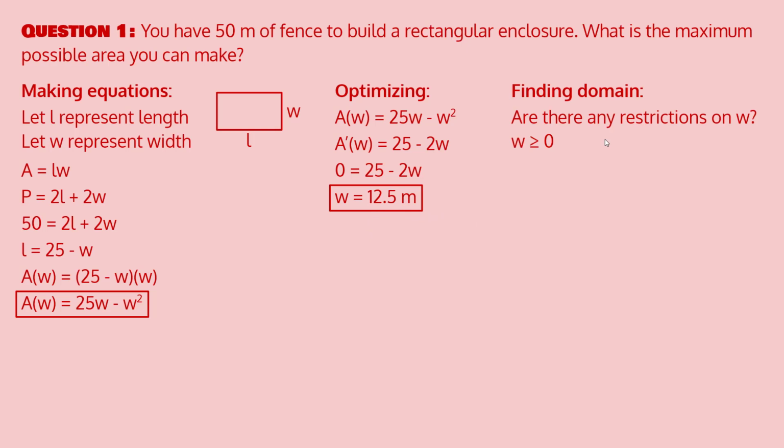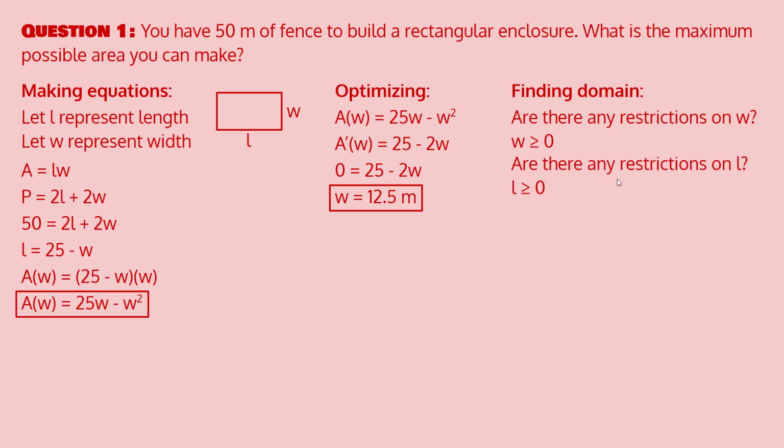The next thing I want to do is find the domain. First of all, are there any restrictions on the width? Well, the width has to be greater than or equal to 0 because it doesn't make sense to have a negative side length. So this gives us some restrictions. Now I'm wondering, is there also going to be an upper limit on the width? Well, actually, there could be because other variables could be impacting the width as well.